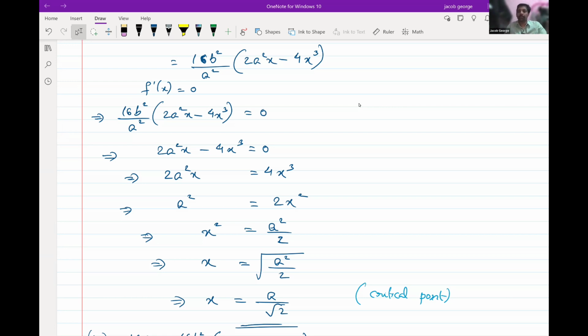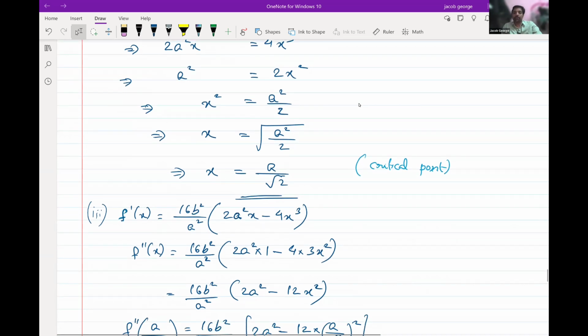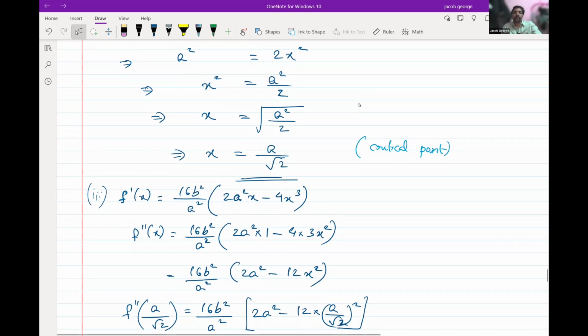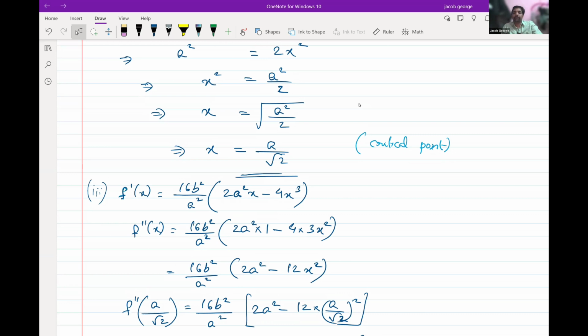What is our third part? Use the second derivative test. So we find the second derivative. We copy f dash x. Case study questions also, we follow the same steps. You read the question and analyze it, and you will follow the same steps. F dash x we copy, and then f double dash x: 16b square by a square into 2a square into 1 minus 4 into 3x square. And we get 16b square by a square into 2a square minus 12x square.